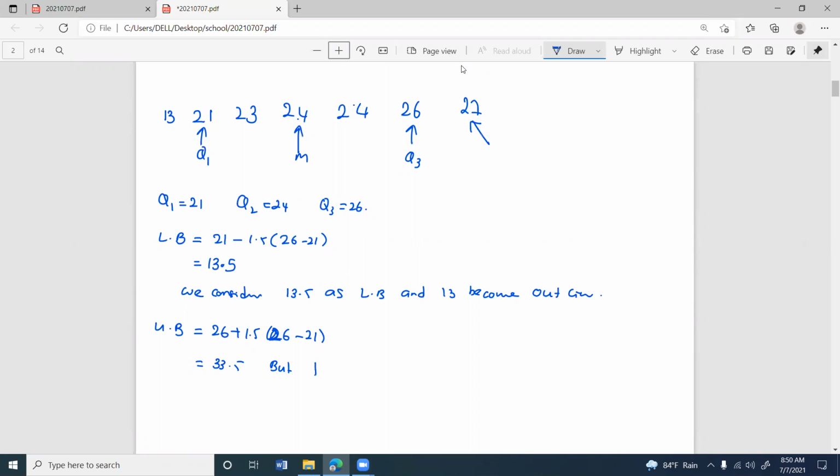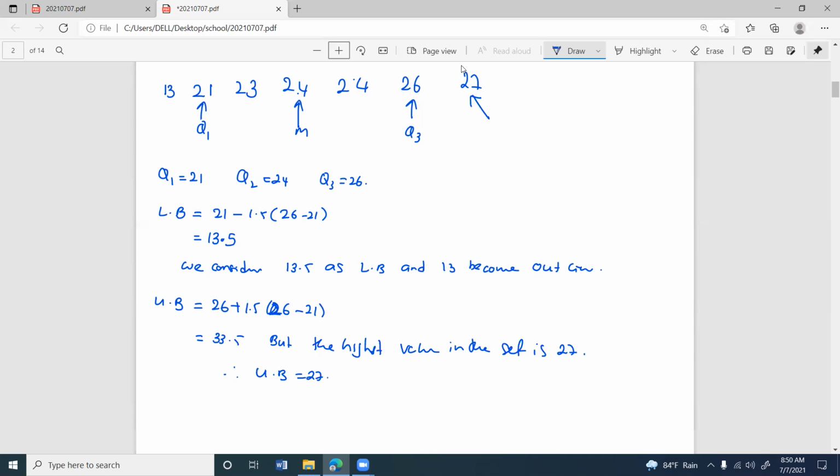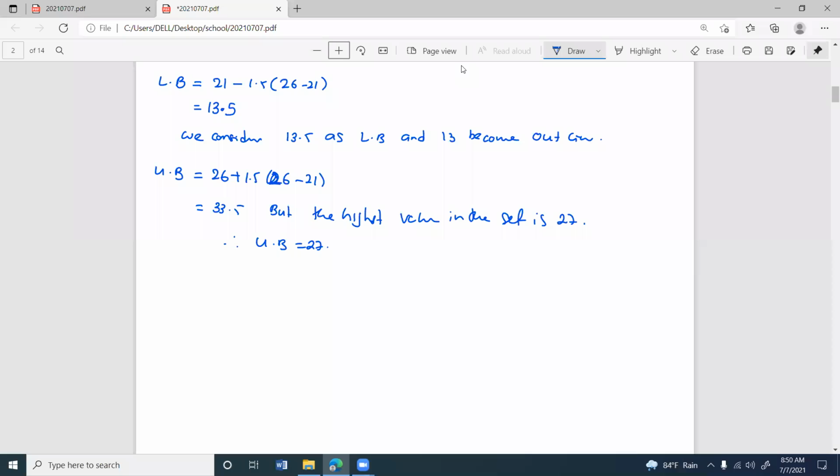The highest value in the set is 27. Therefore, there is no need to go up to that extent for the upper boundary. Then you can say the upper boundary is how much? The upper boundary becomes 27. Okay, let's go ahead with this. Then we need to draw the box plot.